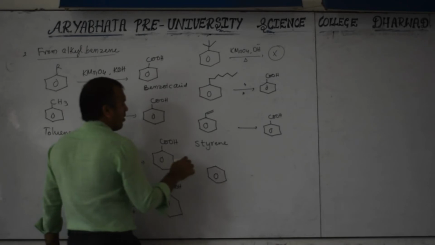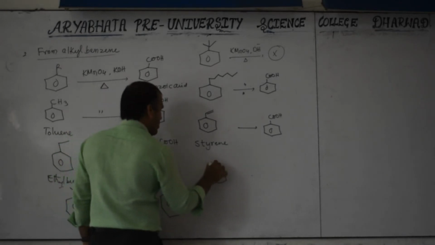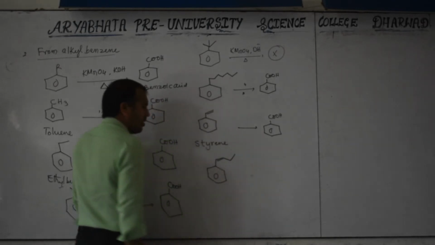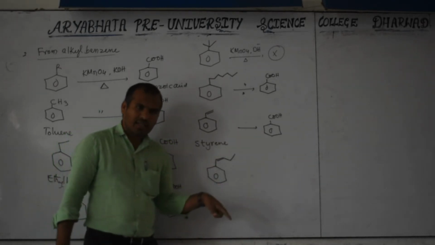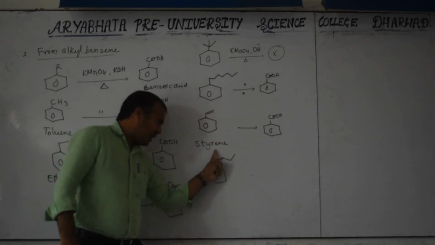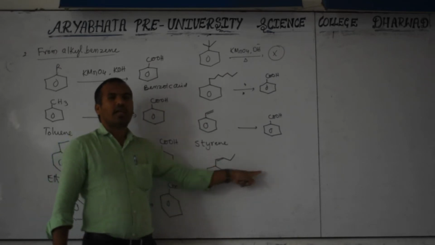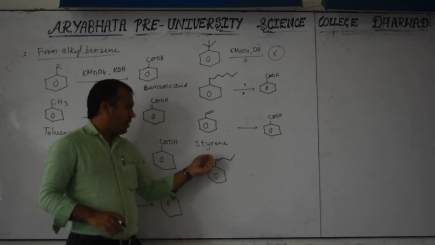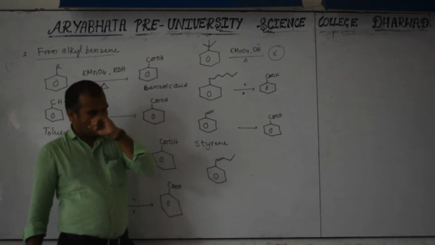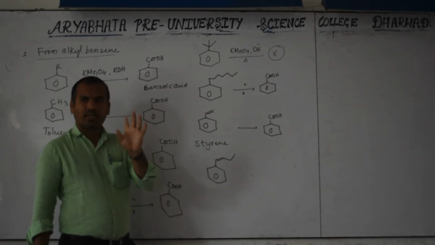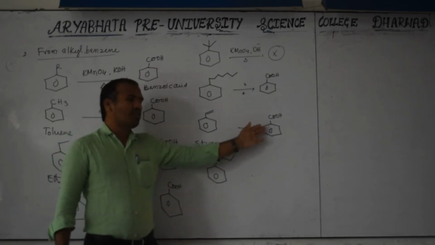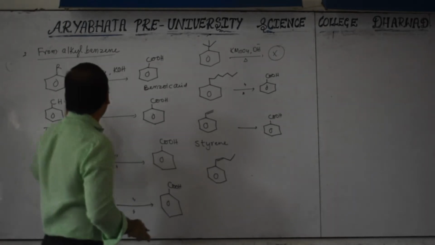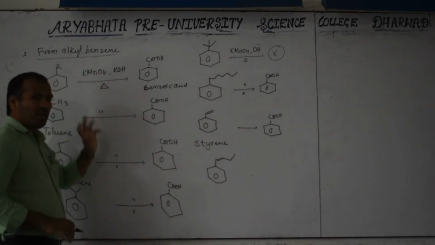Here also maybe I have converted like this. Then again the chain length increases, but if it breaks here, then it converts again into benzoic acid. So the carbon next to the benzene ring should have at least one hydrogen. Then only it is converted to benzoic acid. So this is about the second method, from alkyl benzene.